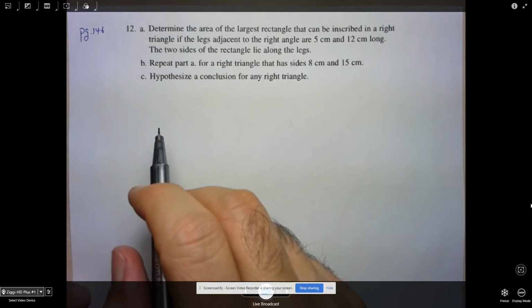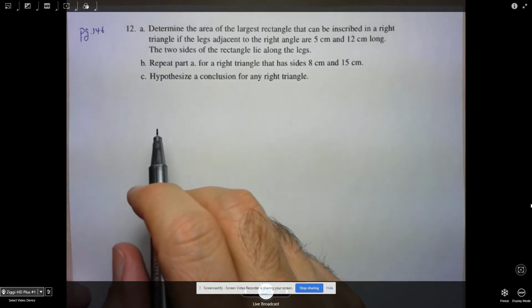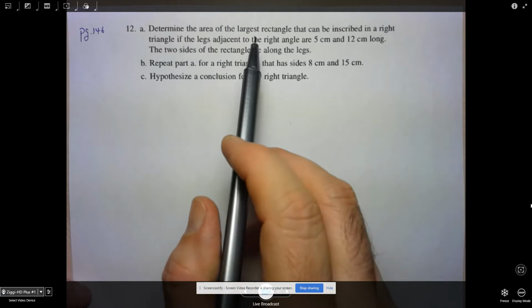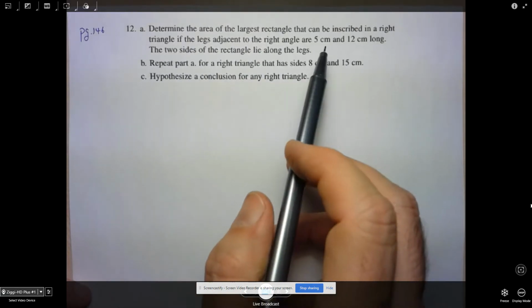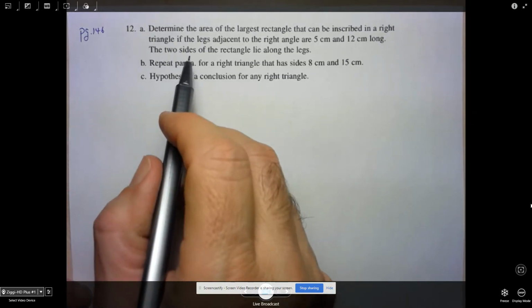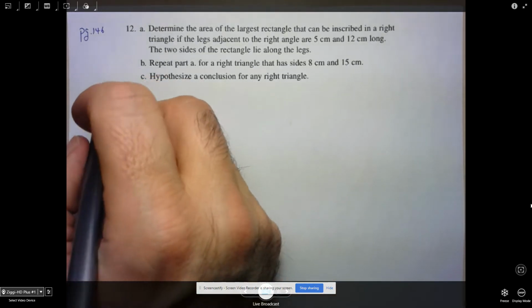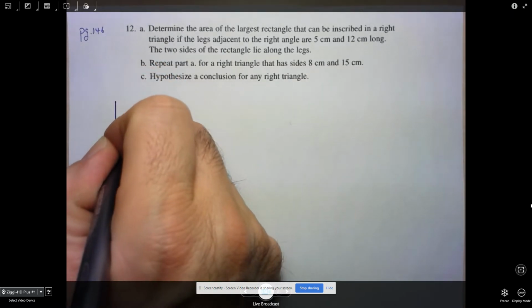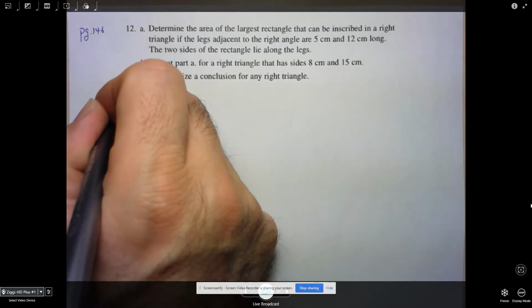My first approach is going to be a traditional geometric approach, so I'm going to start by drawing a diagram. We have a rectangle that's inscribed in a right triangle with non-hypotenuse sides 5 and 12. They specify that the sides have to lie along those legs, not surprisingly. So let me draw my triangle, 5, and make this a little longer, 12.